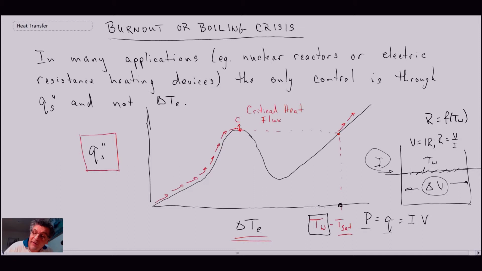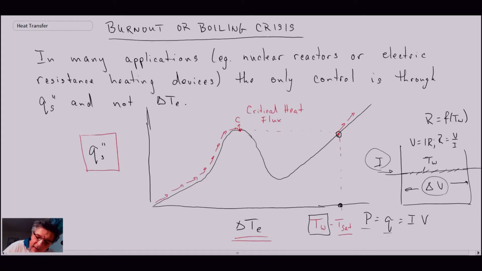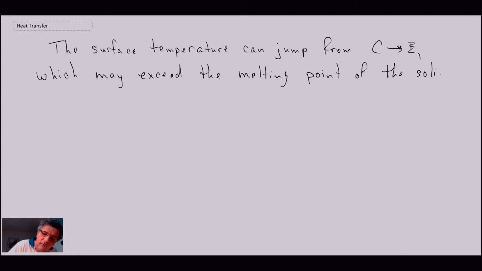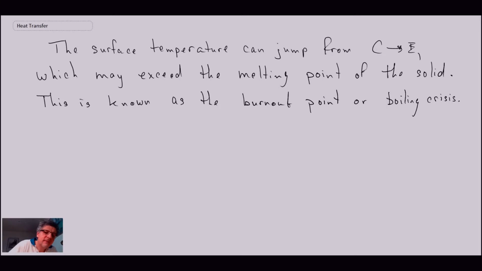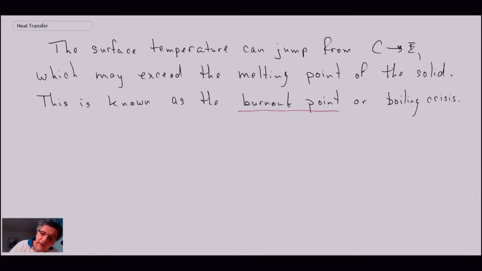Now, Nukiyama was very persistent, and I'll tell you how he got around this problem in a moment. But let me make a comment. The surface temperature can jump from C to E, and this was C. When we look at our boiling curve, we can quickly go from C all the way up to E, and this can exceed the melting point temperature of the wire. That's why it's sometimes called the burnout point or the boiling crisis. You do not want to operate your system there because if you exceed the melting point of the material, it will melt down. That happens with nuclear reactors, and it can also happen with electric resistance heating devices like Nukiyama was using. So how did Nukiyama get around this?